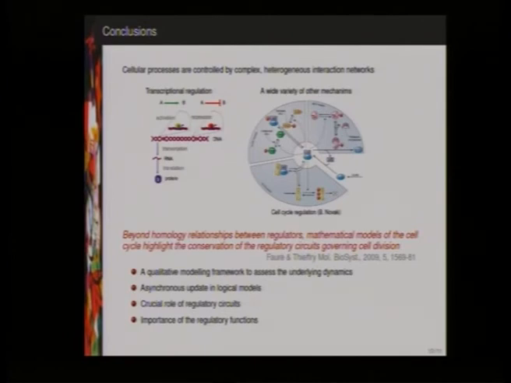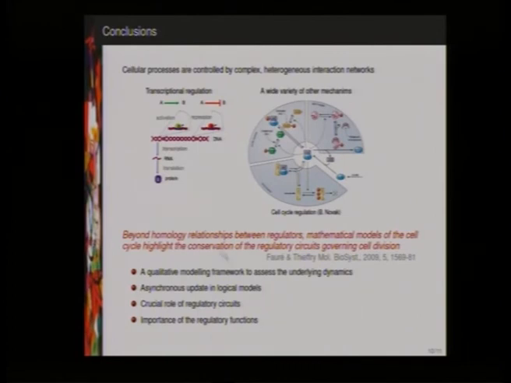And I wanted to quote this sentence from Adrien Fauré and Denis Thieffry, who made a review comparing the qualitative models of cell cycle control. And they say that beyond homology relationships between the regulators, which could be understood as the wiring of the network controlling the cell cycle, mathematical models of the cell cycle highlight the conservation of the regulatory circuits. And I think this point is really important, also to consider the motifs and the dynamics related to these motifs.